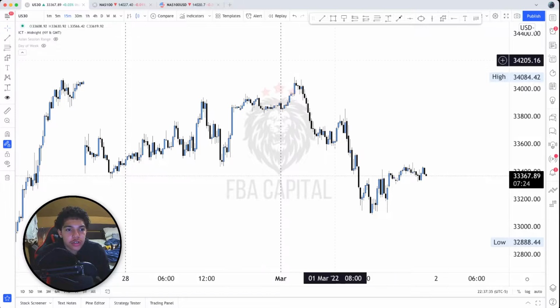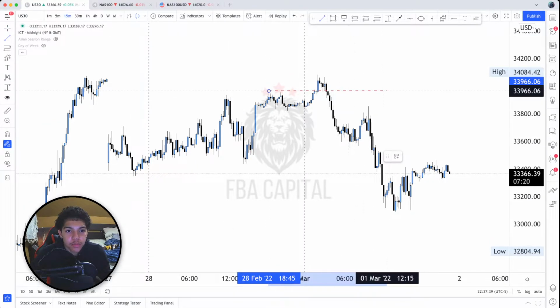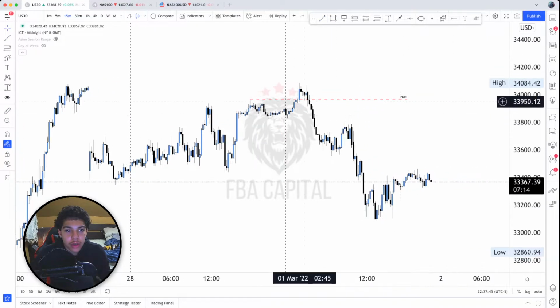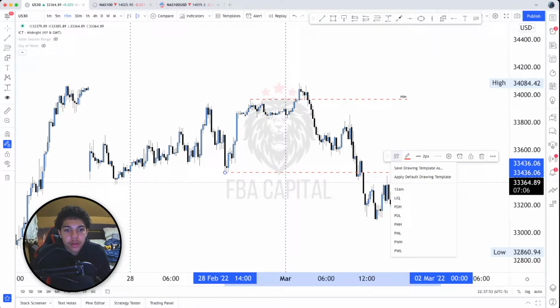First things first, I'm going to start off by marking up the previous day's high and the previous day's low. So we got the previous day's high. As you can see, it got ran through early on in the day. This is London session. Now let's get the previous day's low, which is all the way down here. That also got ran through a little bit later on in the day.